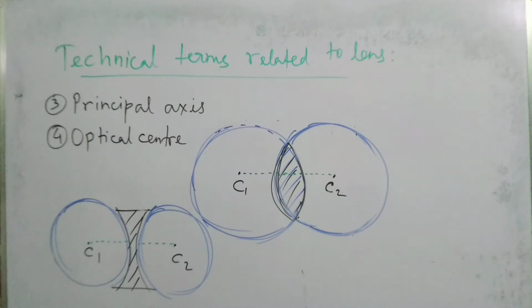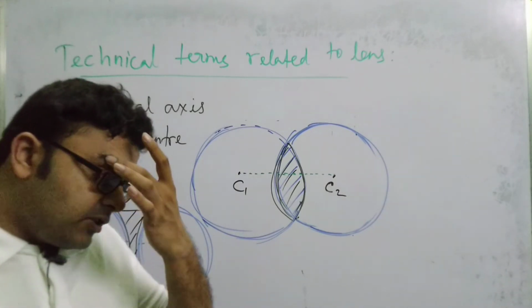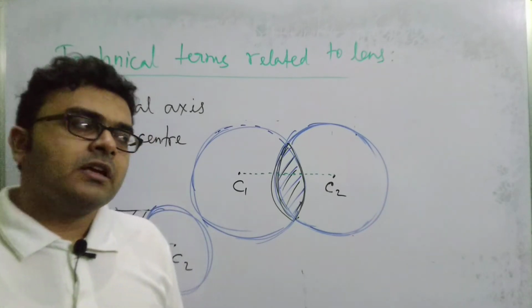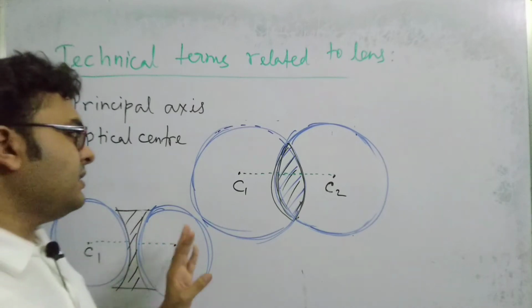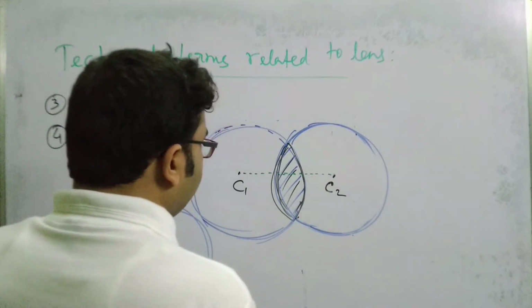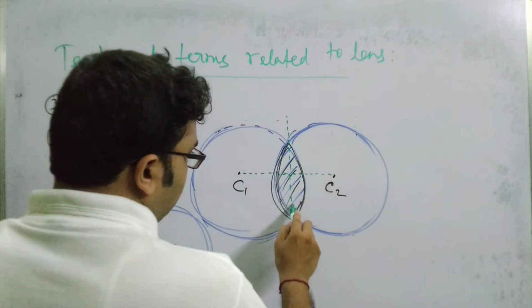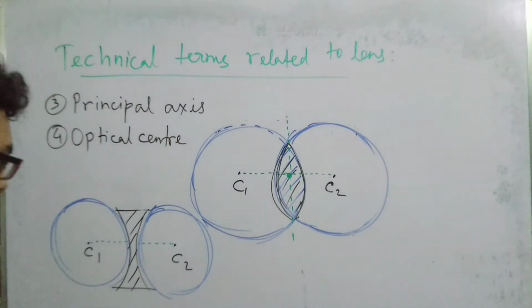pole in case of mirror, isn't it? What was the definition for pole? It was the geometrical center of the surface of the mirror that was regarded as pole. Now, in case of lens also there is definitely a geometrical center, isn't it? So if I just consider the figure here, if I draw another symmetrical line in between here, somewhere in between here, it will be the central point.